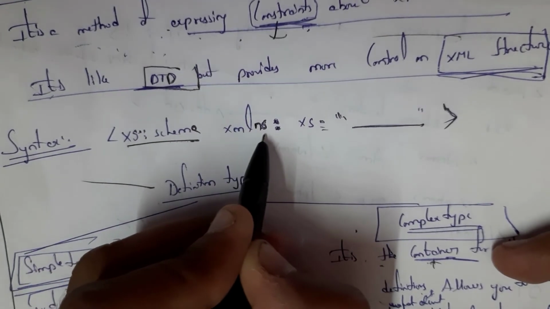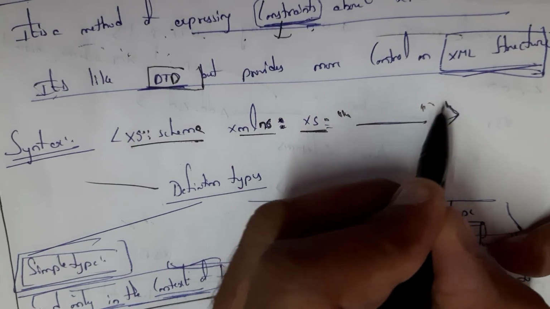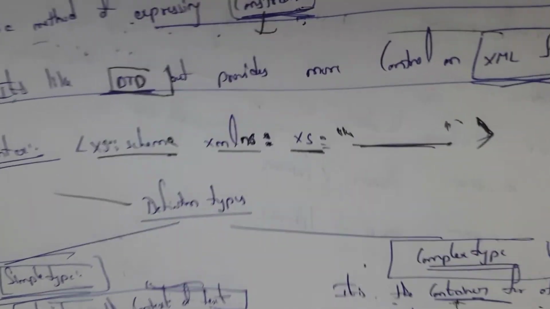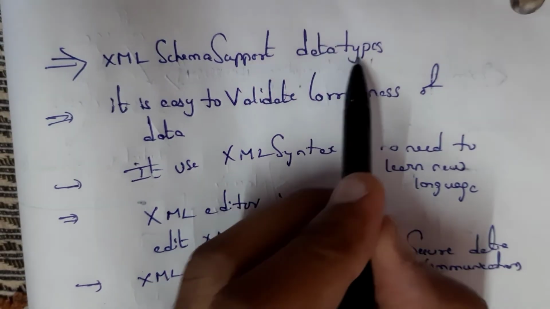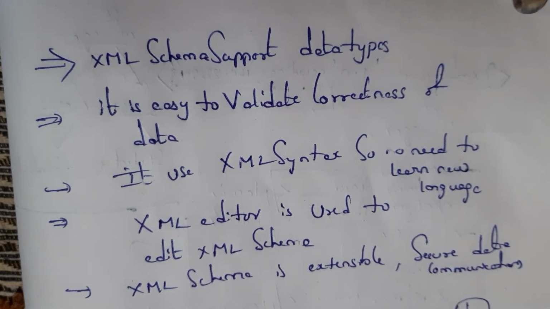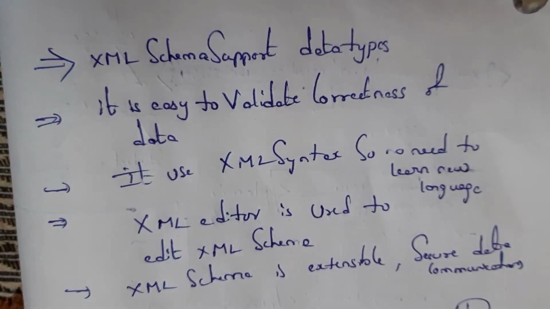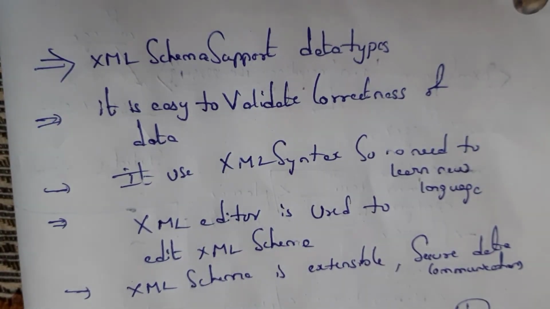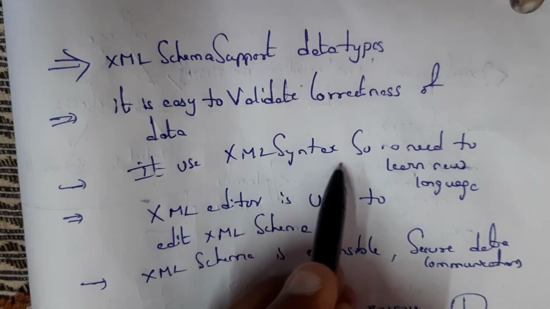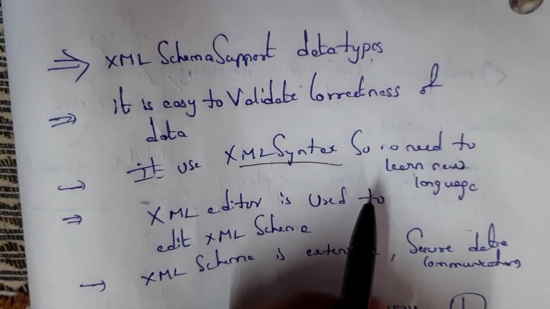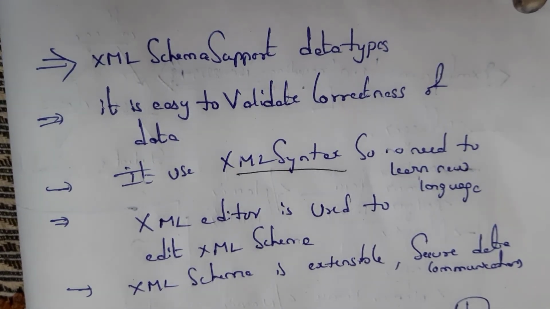xs:schema xmlns:xs, and inside this we have to write the content. This is the syntax of XML schema. See, this XML schema supports data types. It is one of the major advantages of XML schema. And next, it is very easy to validate the correctness of data by using XML schema. Next, XML schema uses XML syntax, so there is no need of learning a new language.